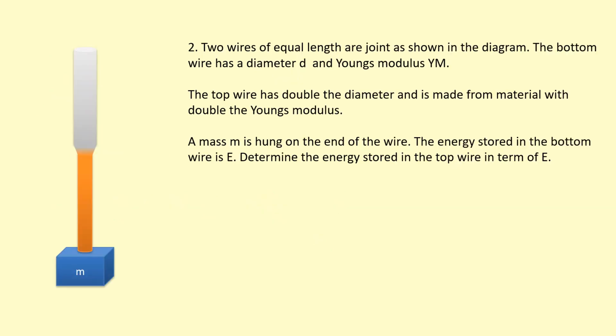In this question, you have 2 wires of equal length and they're joined as shown in the diagram. So I'm going to annotate this information as I go through this question because there's a lot of information to process here. So they're both the same length. The bottom wire has a diameter d and a Young's modulus of Ym, like this. And the top wire has double the diameter, and the material it's made out of has double the Young's modulus.